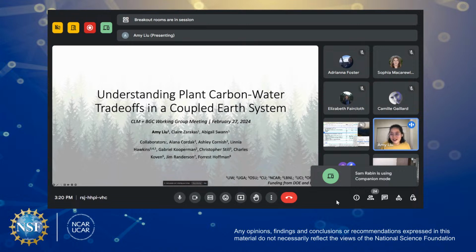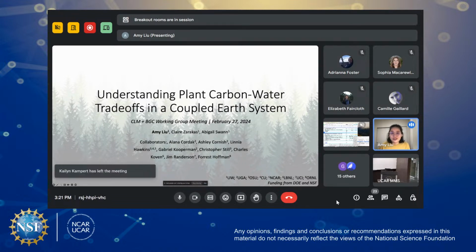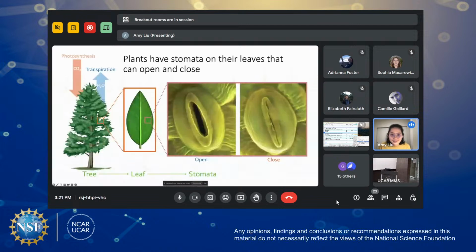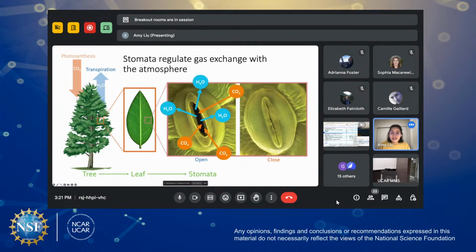I'm Amy. I'm a grad student at UW. Today I'm going to talk about my work on understanding plant carbon-water trade-offs in the coupled system. This is work done with a number of collaborators. To start off, we know that plants have stomata on their leaves that can open and close, and plant processes like photosynthesis and transpiration are dependent on these valves, since they allow water vapor to leave the plant for transpiration and the uptake of carbon dioxide for photosynthesis.